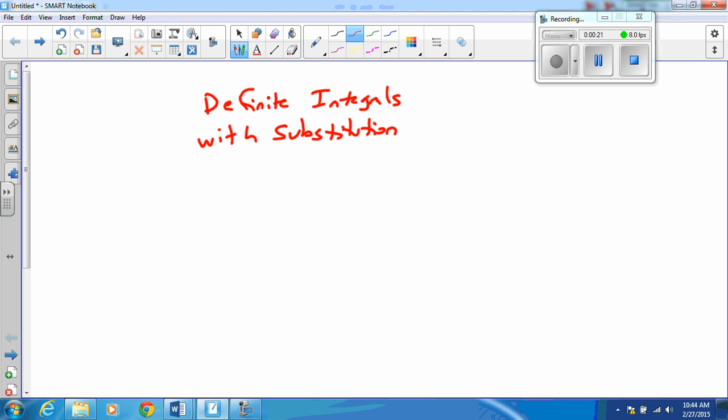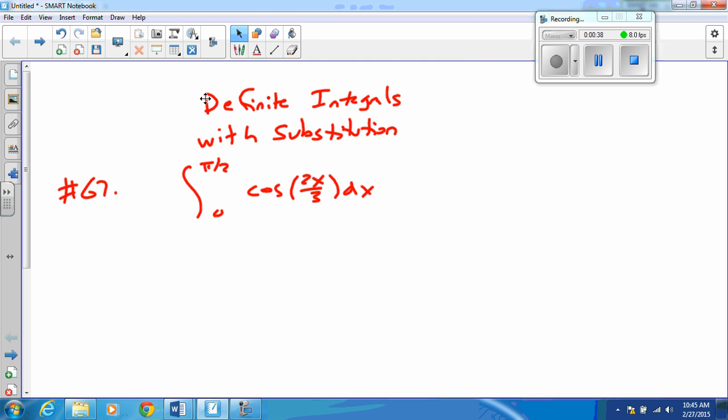And to get at this, I'd like to take a look at a couple of problems from your book and from your packet. The first problem is number 67, which is the integral from 0 to pi over 2 of cosine 2x over 3 dx. It's possible to do this integral with repair, and it is also possible to do it with a formal substitution. I want to do both of those to compare and contrast the methods.